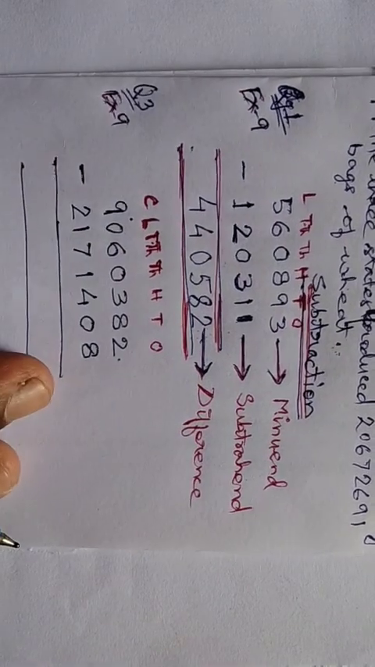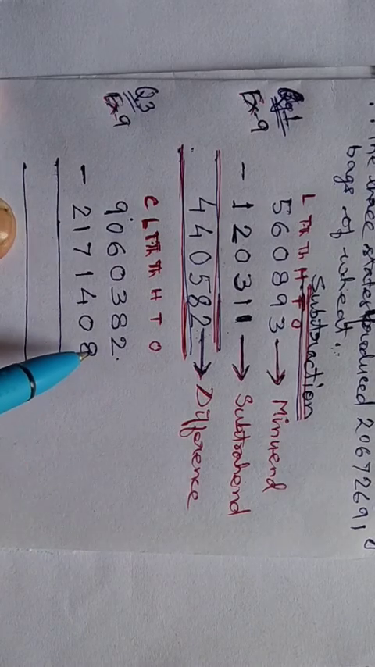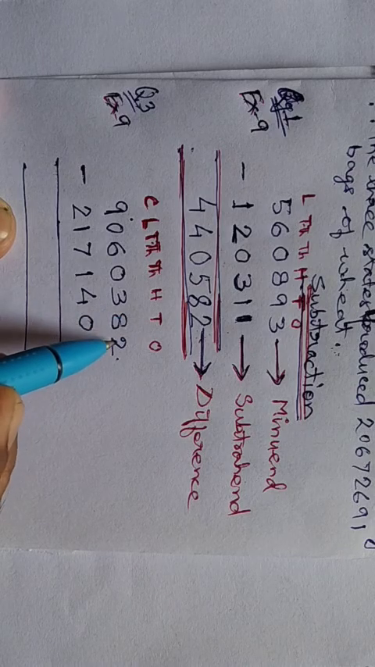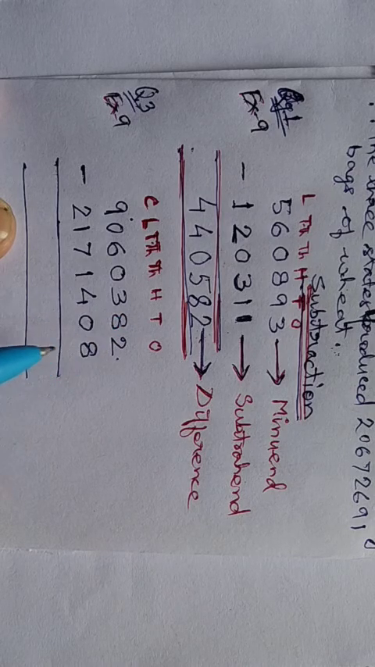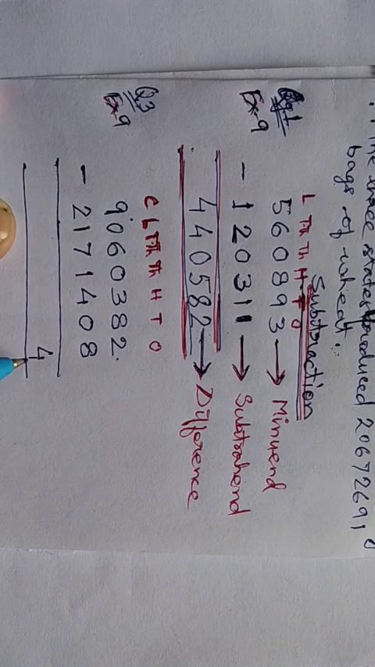Let us solve one more question, children. Now see, here you have to take a borrow because you cannot subtract 8 from 2. So take a borrow from 8. This will become 12. Now subtract. 12 minus 8, that is 4.